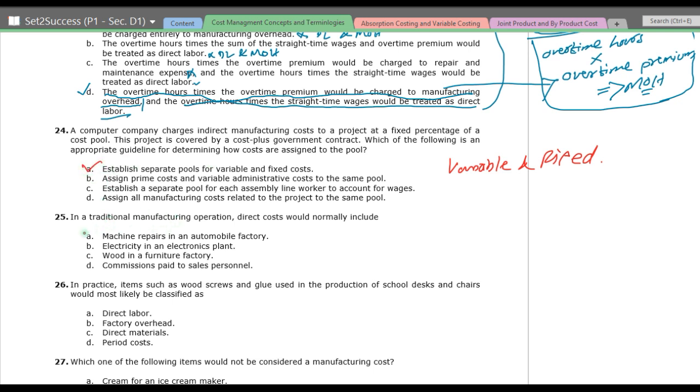Yes. Next, in traditional manufacturing operations, direct cost would normally include. So they are asking for direct cost. What is direct cost? Machine repairs in an automobile factory, that is indirect cost, which is manufacturing overhead. Electricity in an electronic plant, this is indirect cost. Wood in a furniture factory, this is direct cost because this is direct material. Commission paid to sales personnel is selling expense. So what's direct cost? Wood in a furniture factory.